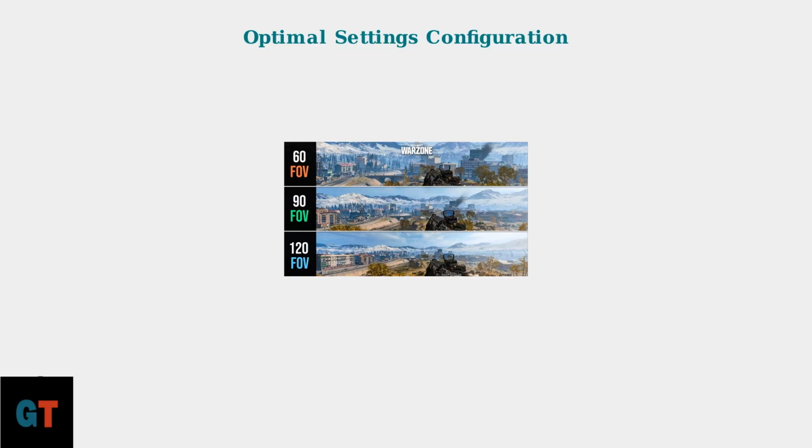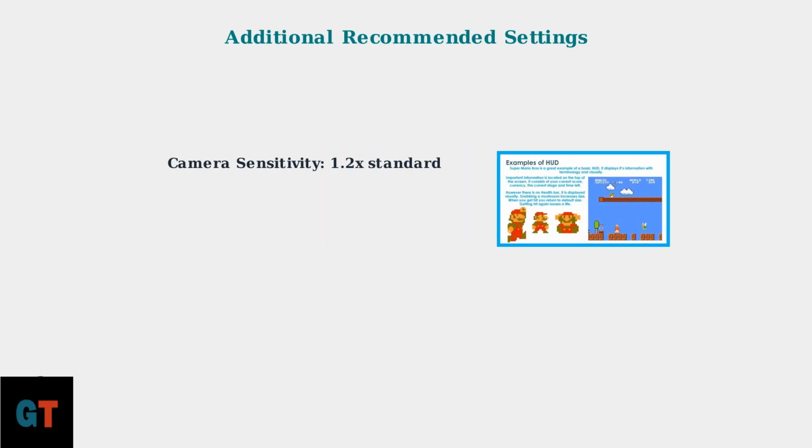Let's look at the optimal field of view settings first. Set your field of view between 100 and 105 degrees for optimal awareness. This provides the best balance between visibility and performance. Camera sensitivity should be increased to 1.2 times your standard sensitivity to compensate for the different perspective. This helps maintain responsive controls.